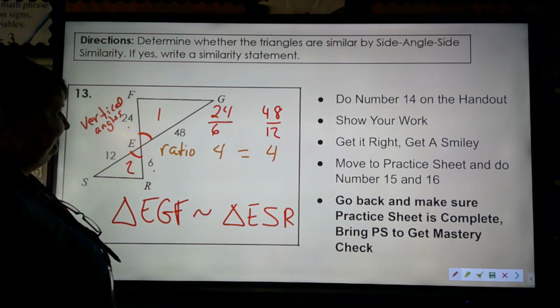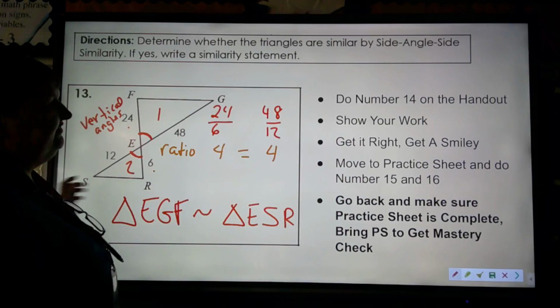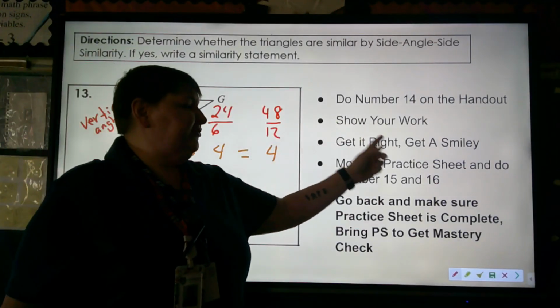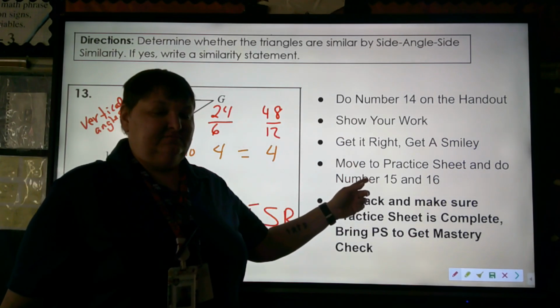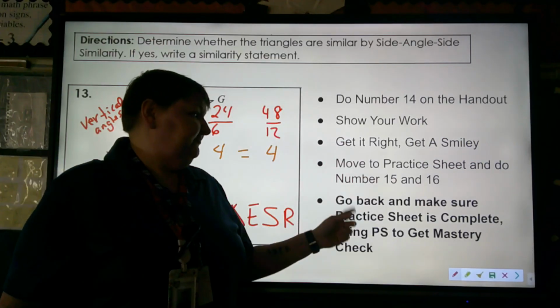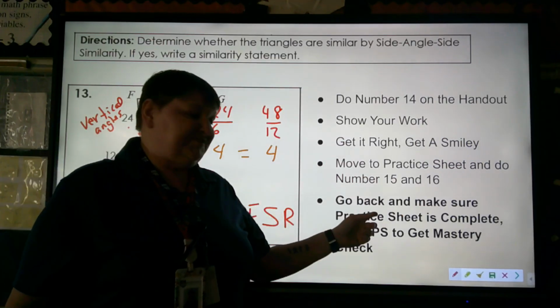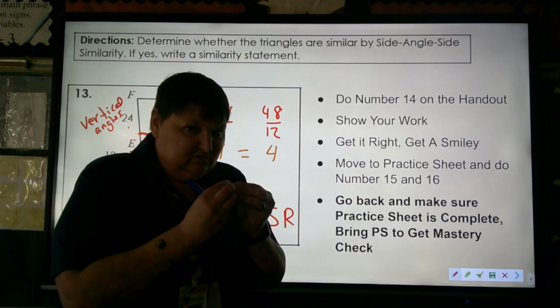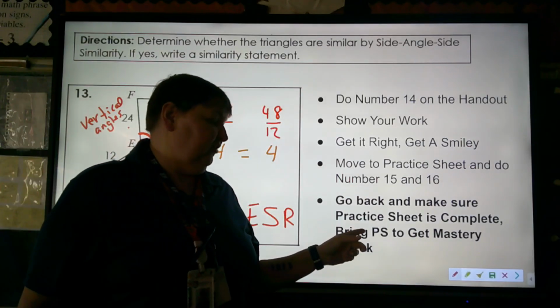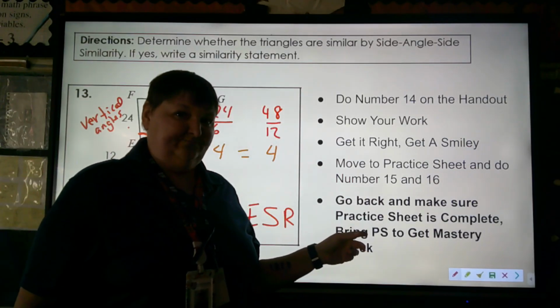Okay? Watch it again, babies. Watch it again. Do number 14 on the handout. Show your work. Get a smiley. Glue it in. Finish the practice sheet. Do numbers 15 and 16. Go back and make sure the practice sheet is complete and that you're comfortable with the material before you come and get your mastery check.